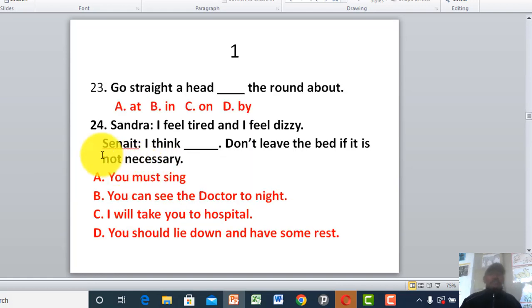Fine. Question number 23. Go straight ahead, blank the roundabout. Clear, no? Go straight ahead at the roundabout. Let's see the correct preposition: at the roundabout.